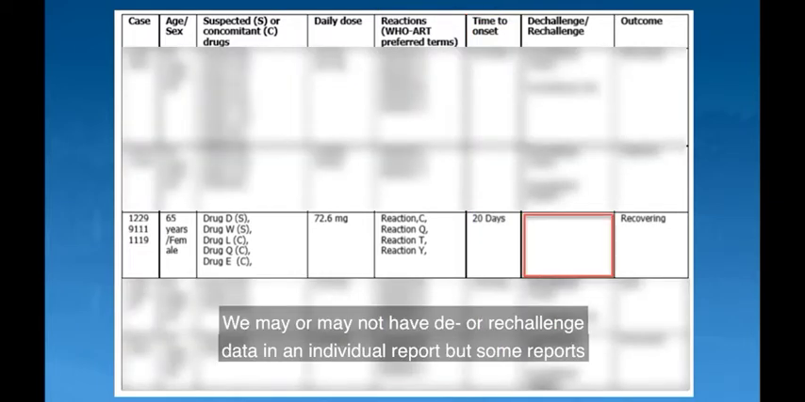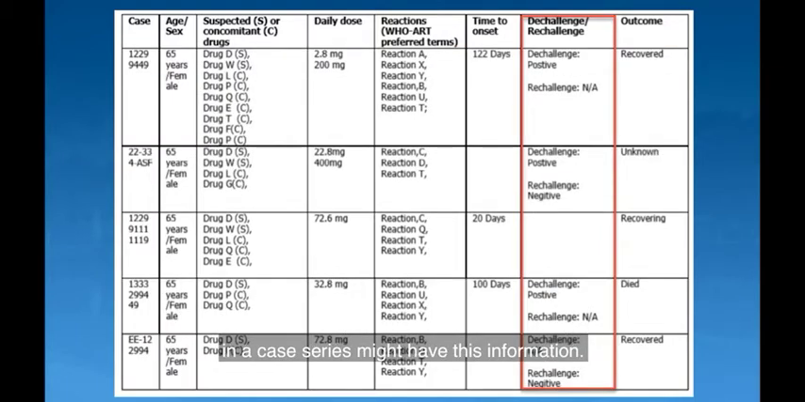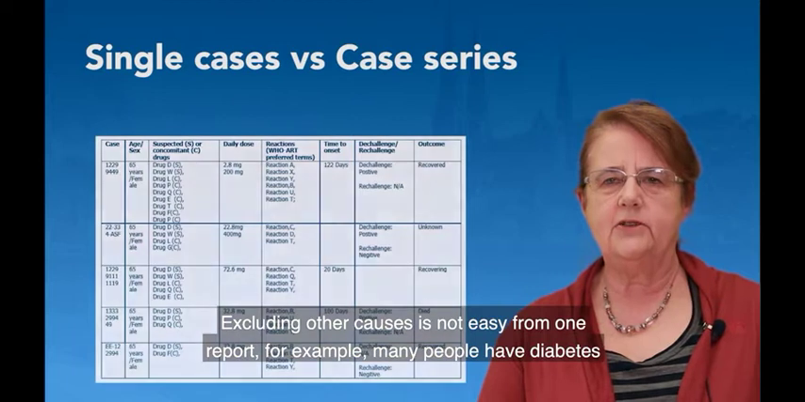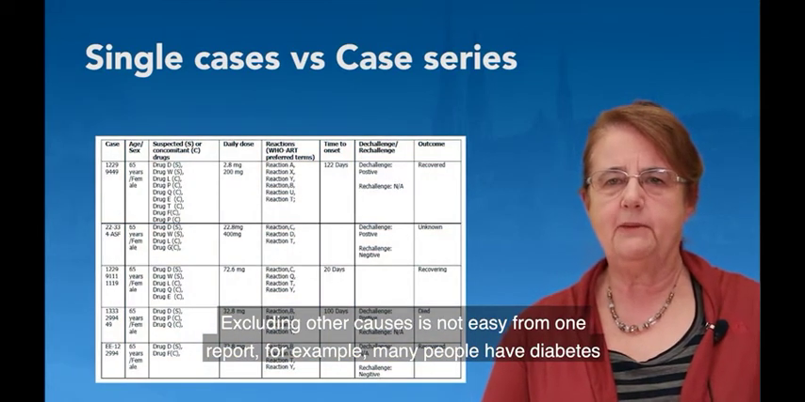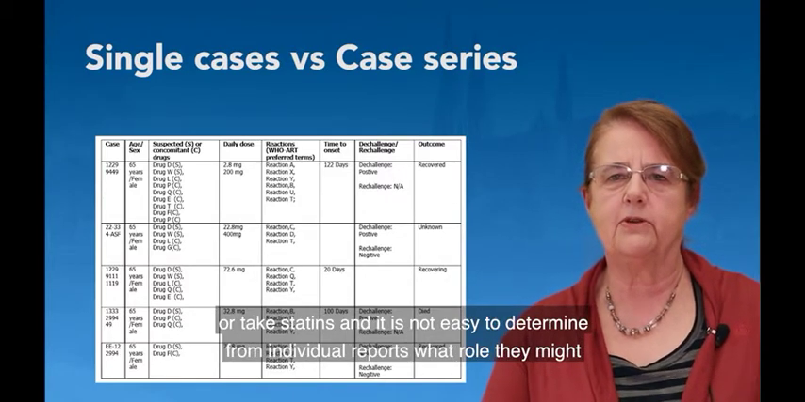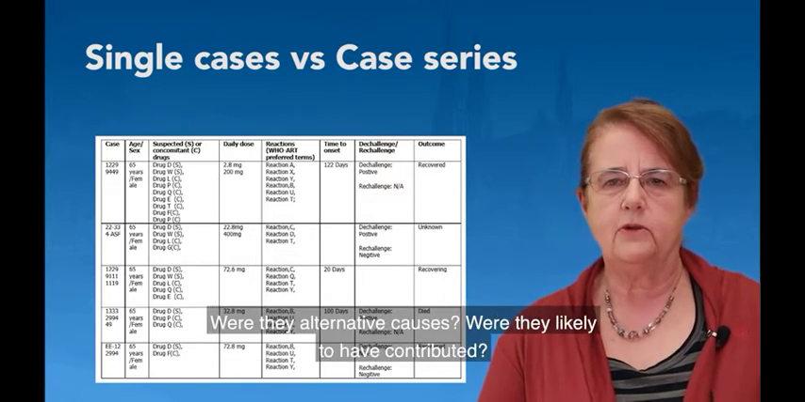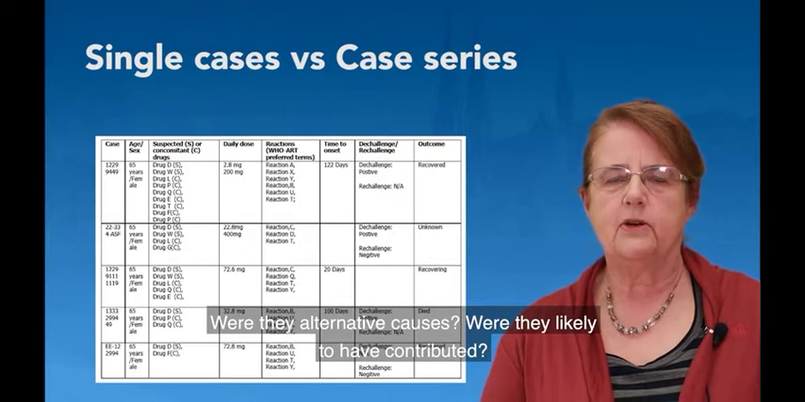We may or may not have dechallenge or rechallenge data in an individual report, but some reports in a case series might have this information. Excluding other causes is not easy from one report. For example, many people have diabetes or take statins, and it's not easy to determine from individual reports what role they might have played in the development of the clinical event. Were they alternative causes? Were they likely to have contributed?